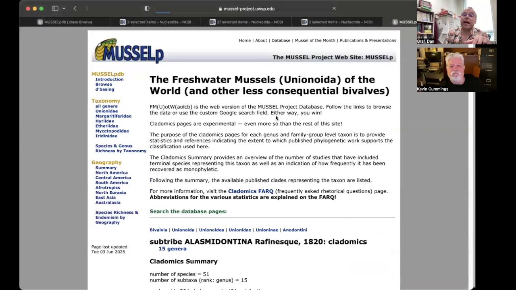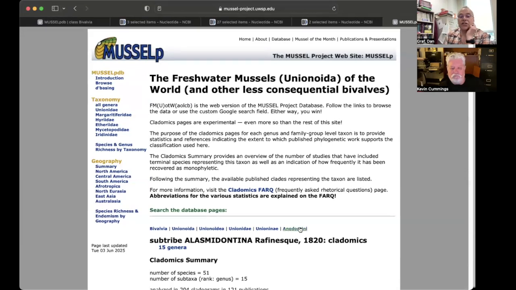The cladomics page gives a summary of the available phylogenetic data for all genera, all genus group and all family group level taxa on the website. We have a database of the cladomic information, and then it's presented for each page. So I'll just explain a little bit about that. There is the Cladomics FARC that you can go to read more about what I'm saying here. The frequently asked rhetorical questions lead through some specific examples and explain some of the statistics that have been invented to try to explain this.